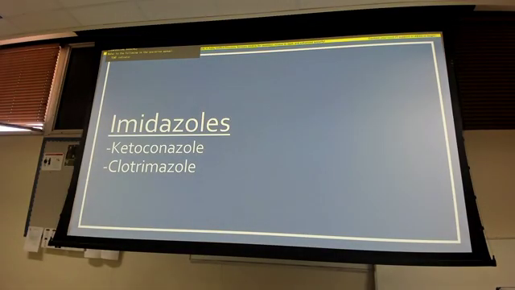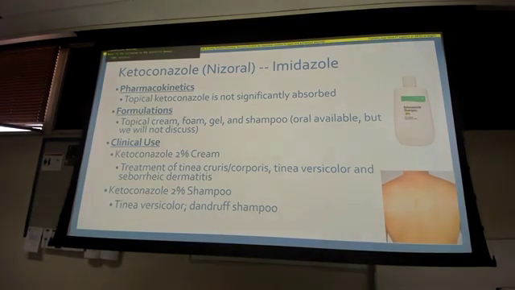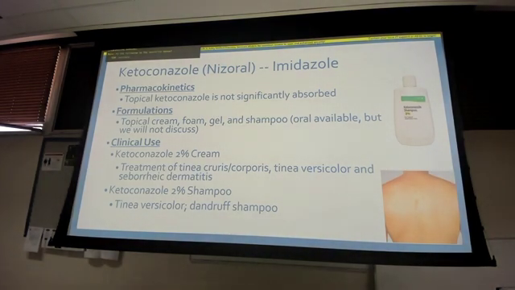So next we're going to talk about the other class of triazoles with ketoconazole and clotrimazole. So with ketoconazole, this is going to be topical. With this, it's not going to be significantly absorbed since it's topical. We have creams, foam, gel, and shampoo, but the oral formulation we'll not discuss because the majority of these you're going to use in the outpatient setting for topical use. So we have the 2% cream, and this is going to be treatment for some of our tinea infections or like ringworm infections. And also it's going to be used for dandruff as well.